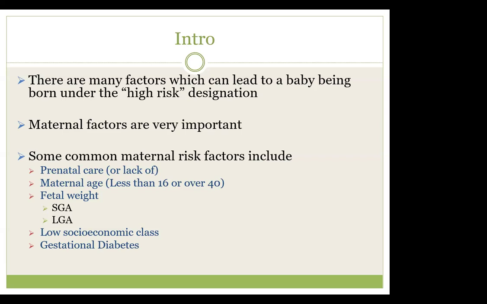So maternal age less than 16 is considered high risk. Over the age of 40, I fall way into this category. The bottom line is women are born with the total number of eggs that they're ever going to have. And the older those eggs get, the more chance of pregnancy problems that you will have. There's a higher risk of birth defects and genetic problems with quote unquote old eggs. So maternal age weighs in. If you're less than 16 or over the age of 40, you have a higher chance of having complicated pregnancies.